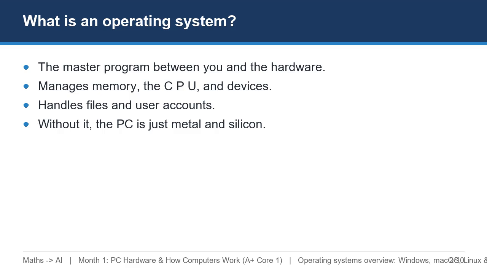Let's start with the big picture. An operating system, or OS, is the master program that sits between you and the hardware. It manages the memory and the CPU, it talks to your devices, it organizes your files, and it controls user accounts. Without an operating system, a PC is really just metal and silicon doing nothing useful.